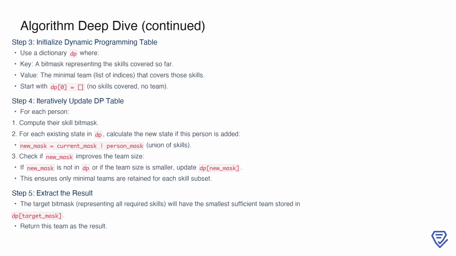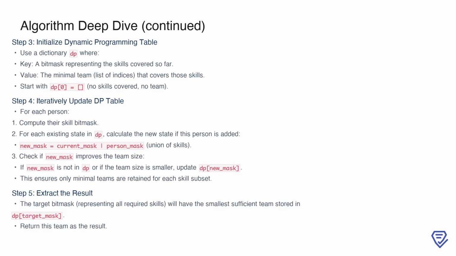After pre-processing, we initialize a dynamic programming table to systematically build our solution. This table is implemented as a dictionary called DP, where each key is a bitmask representing the set of skills covered so far, and the value is the minimal team, represented as a list of indices, that covers those skills. Initially, we start with DP[0] equal to an empty list, which indicates that no skills are covered and no team members are selected.